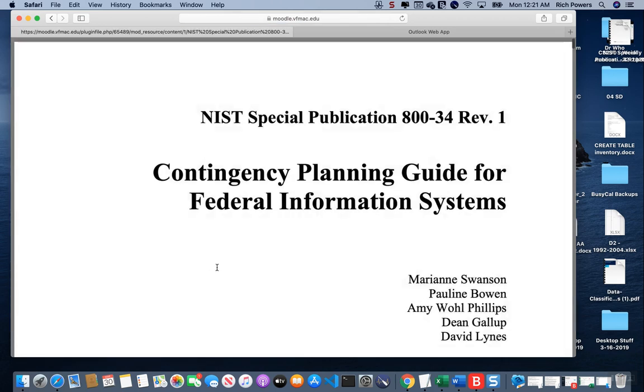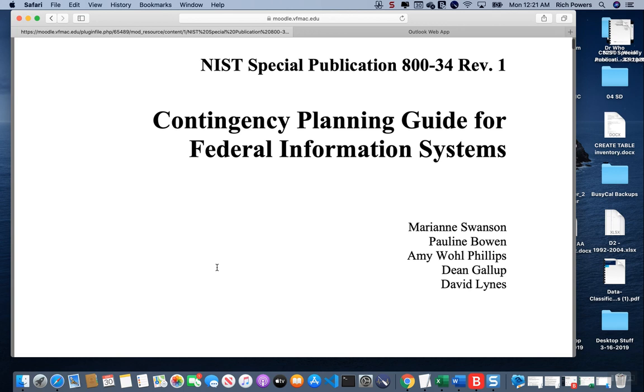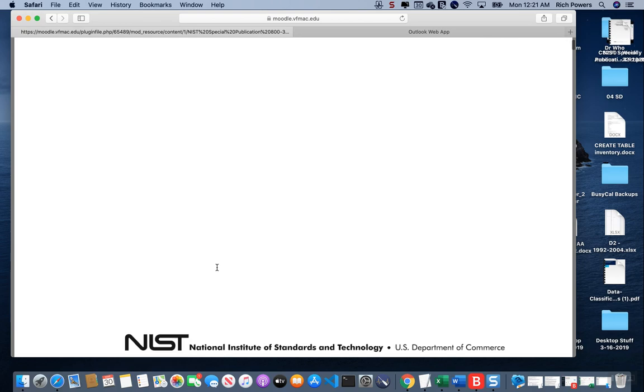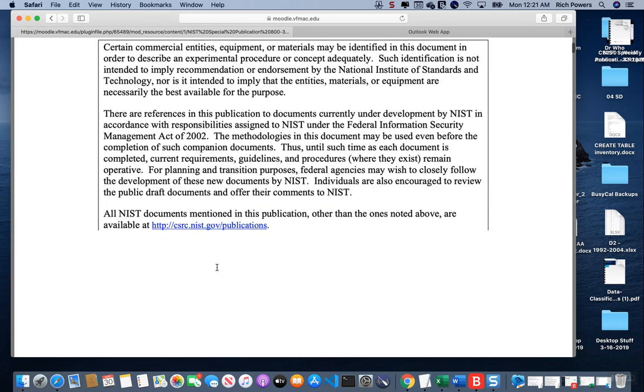Okay, so this is the contingency planning guide for federal information systems. Originally it's targeted at federal information systems, but it has broad applicability, so it's not necessarily limited. It can be applied in any number of situations. All right, so we take a look at this table of contents.